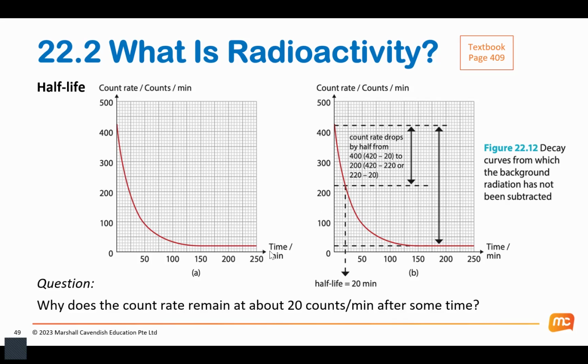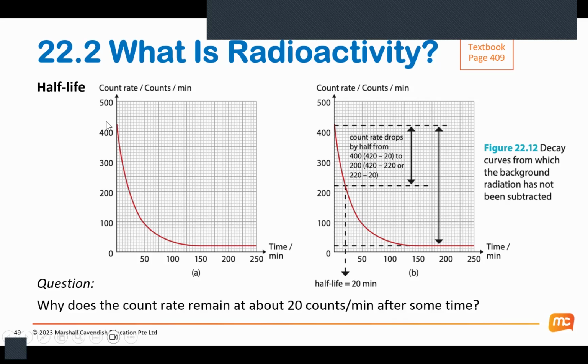For example, if you take a look at this example, you can see that the graph goes horizontal along this part. The count rate remains at about 20 counts per minute after some time. It doesn't decrease anymore. So this 20 counts per minute is actually the background radiation. It's already present there because of the radon in the air, or because of certain food substances, etc., or because of cosmic rays from outer space. It is naturally already there.